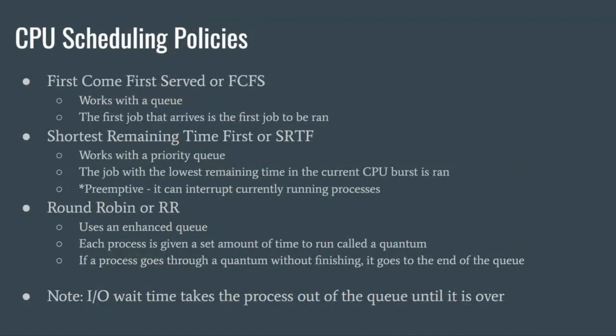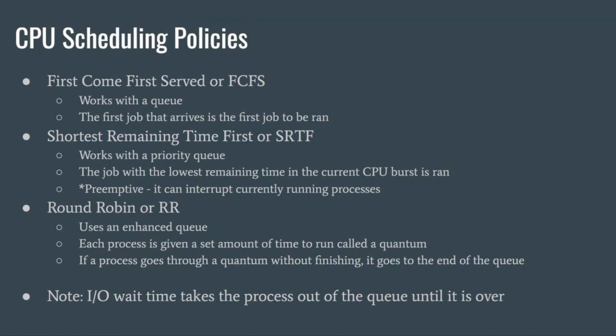Okay. So these are the CPU scheduling policies that we went over. The first one is first come, first served. And like the name implies, the first job that arrives is the first job to run. And this is a non-preemptive policy. So none of the jobs, once they start, will be preempted or interrupted.